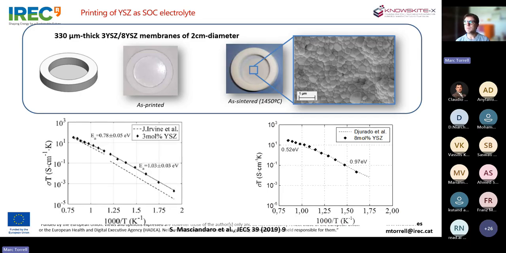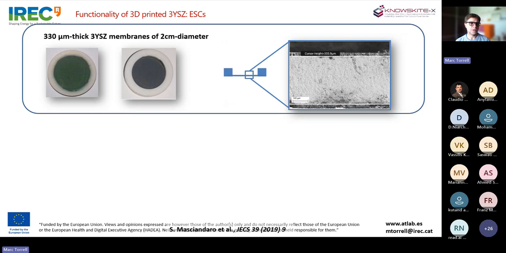So at the end, we prove that in terms of material, the electrolyte behaves exactly the same when we print it, even in a flat cell, as in conventional manufacturing. Then we functionalize with the typical state-of-the-art electrodes. In this case, it's nickel YSZ and an LSM, lanthanum strontium manganite, with a quite thick electrolyte, but it was just to prove the concept.